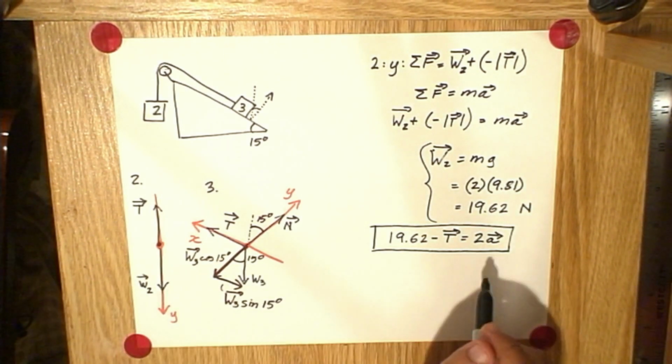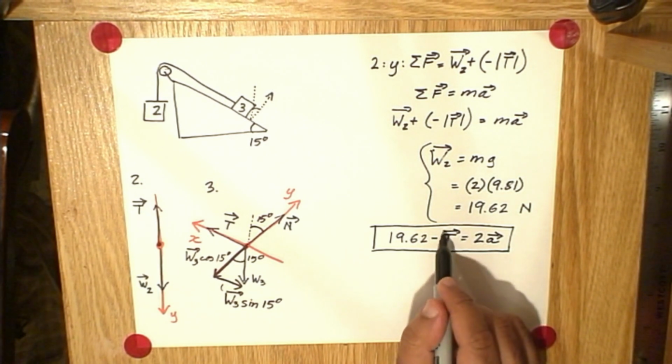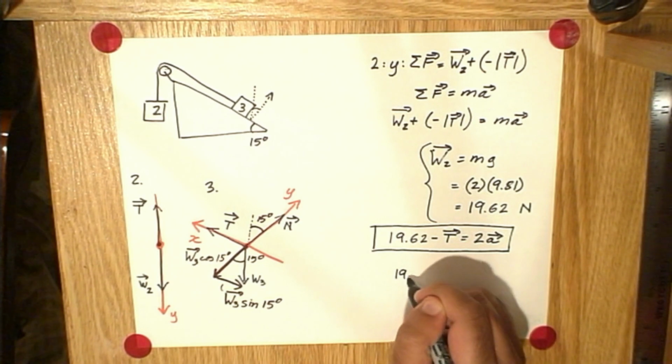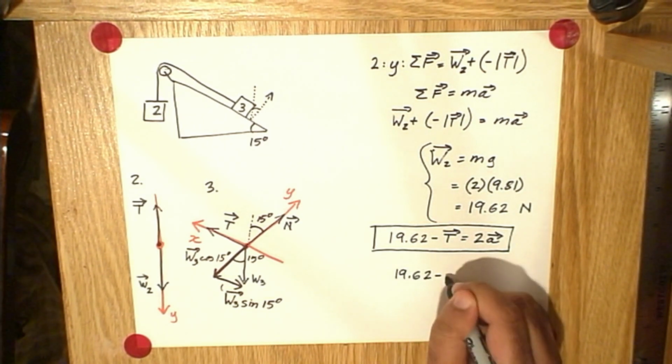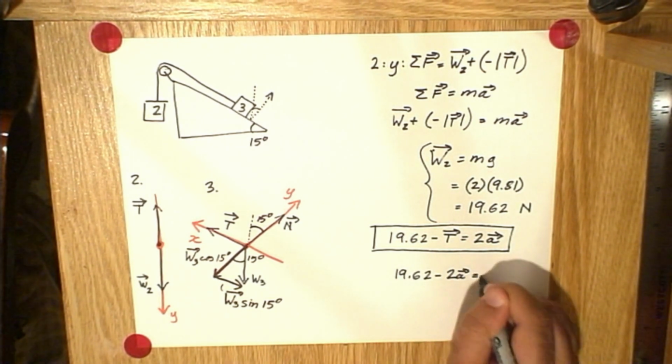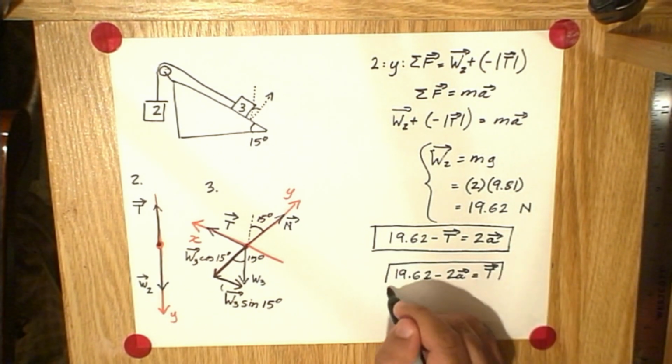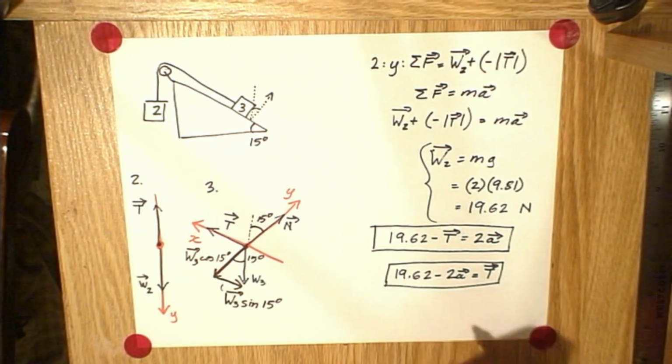I'm actually going to write this just a little bit differently. I'm going to move the tension over to one side and the acceleration over to the other. So that'll give us 19.62 minus 2 times the acceleration is equal to the tension. We will use this in our further calculations.